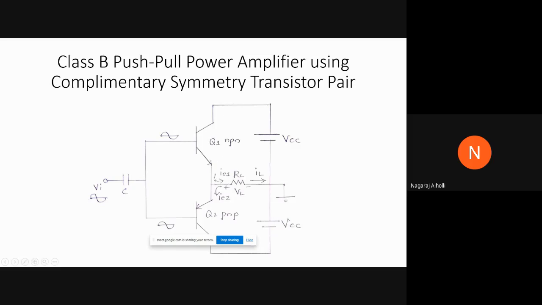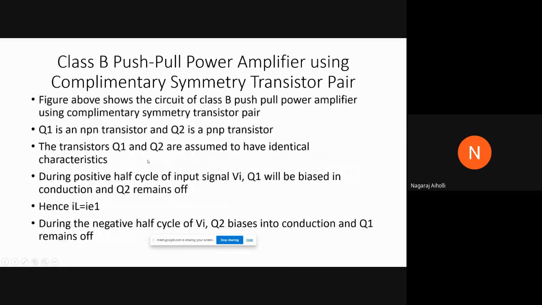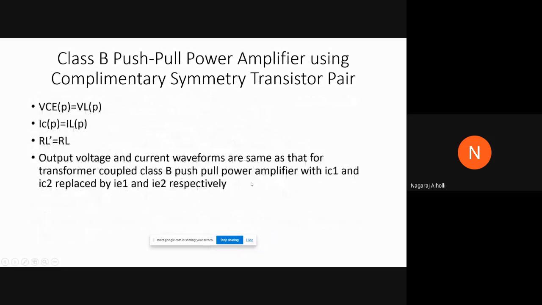Therefore, collector current is equal to emitter current. Then what is emitter current? Emitter current is nothing but the load current. Therefore, collector current will be equal to the load current: IC peak is equal to IL peak. And RL dash equals RL. Here there is no RL dash, because the transformers are not used. So RL dash is nothing but RL. These are a few modifications that are applied for the class B push-pull power amplifier using complementary symmetry transistor pair.